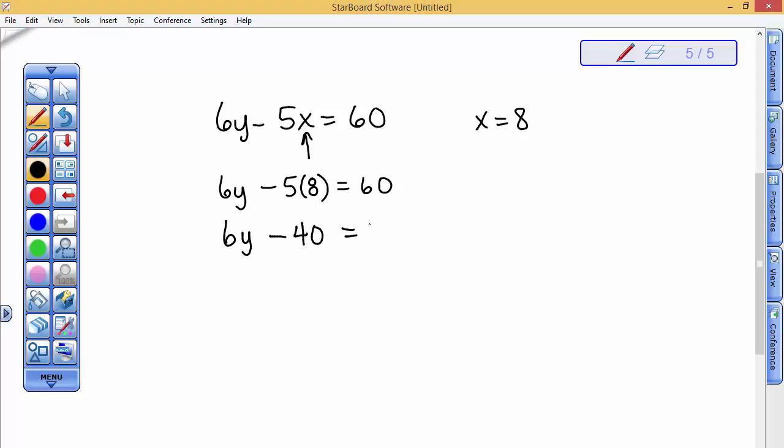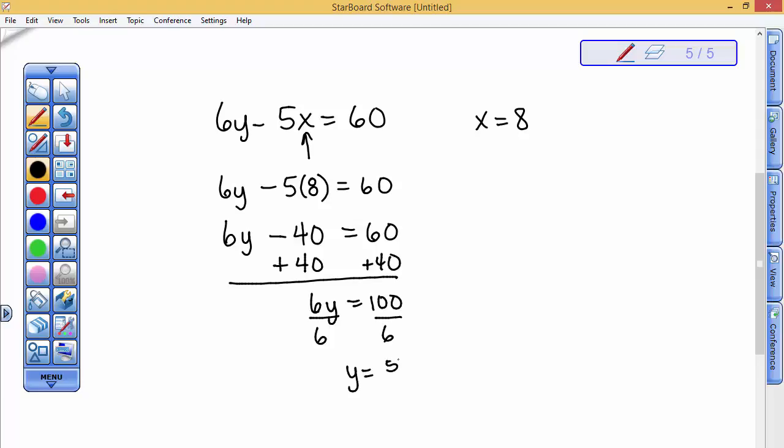Now I'm going to add 40 to both sides, and I'll have 6y equals 100. When I divide both sides by 6, they're both even, so 2 goes into 100 50 times, 2 goes into 6 3 times. So when x is 8, y is 50 over 3, and 3 goes into 50 16 times, that's 48, with 2 left over. So the ordered pair 8 and 16 2/3 works in this equation.